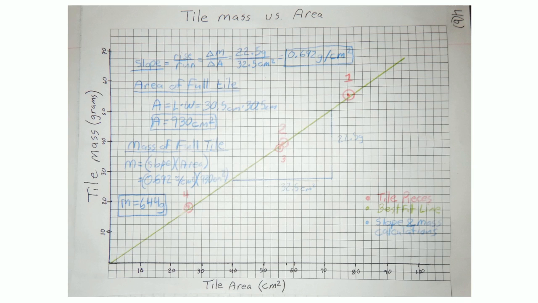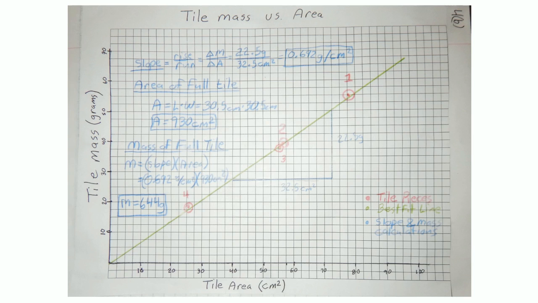In the upper left-hand corner, I show the equation for the slope, and then I also show how I get the area of a full tile. And then I use the slope in a calculation to determine the mass of the full tile. Now you don't have to do this on the graph. You can do this in the data analysis section, or you can do this here, or you can do it in both places. I elected to do most of my calculations here, and I repeated the final calculation in my data analysis section to emphasize that that's really the whole purpose of this lab. But really you could do them here, in the data analysis section, or in both places.